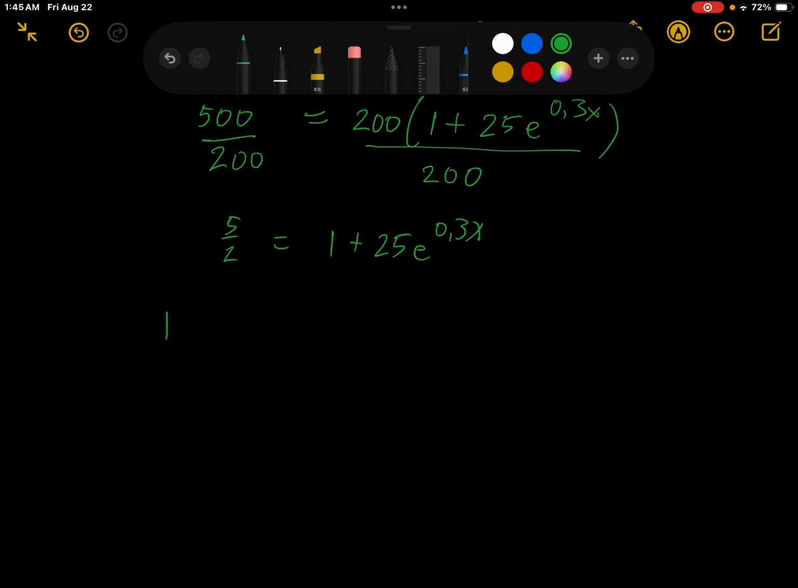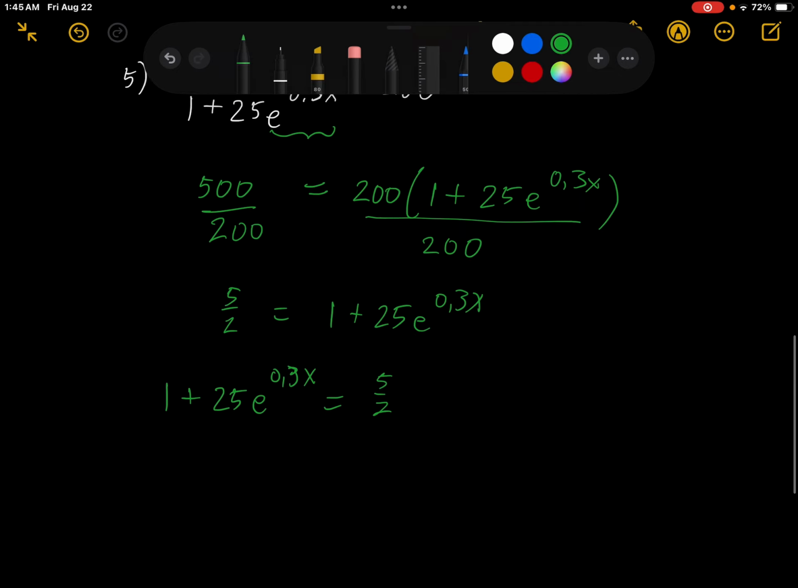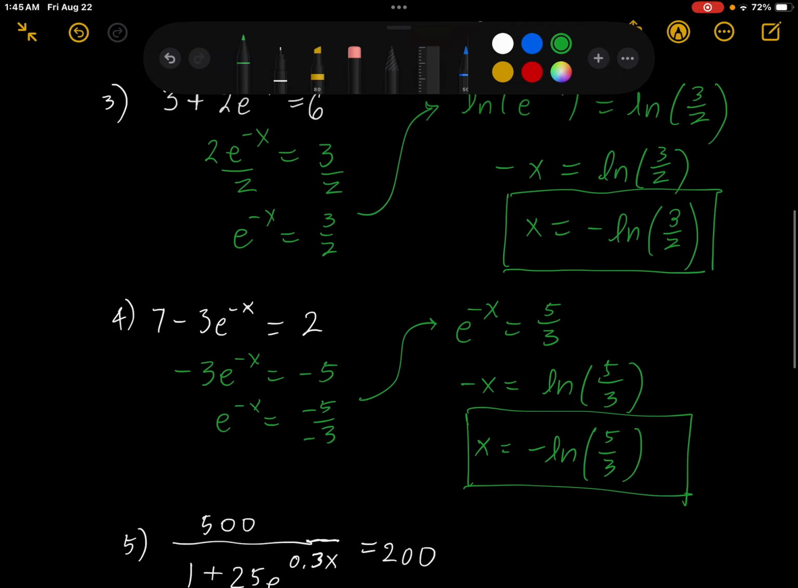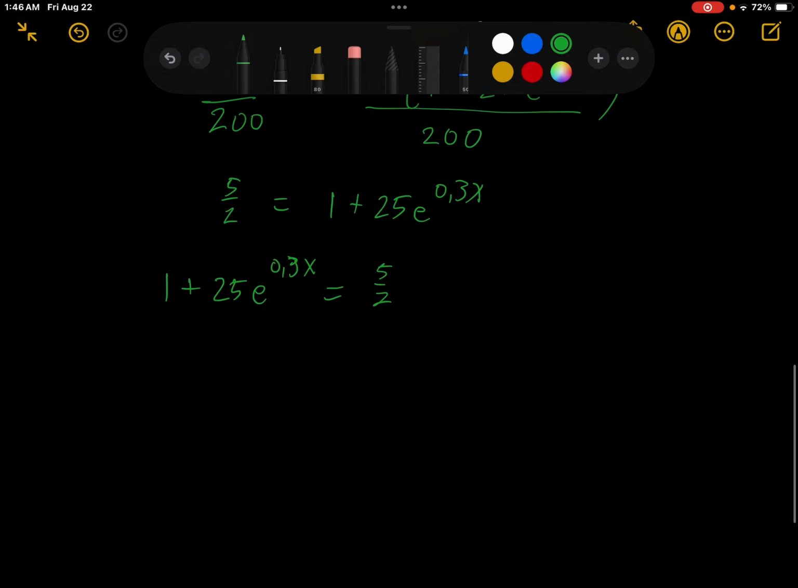Okay, I'm just going to write the expression with the x on the left-hand side because it's easier to work with. So 1 plus 25 e to the 0.3x is 5 over 2. And now what's the next step? This is basically the same as 3 and 4. You subtract 1, so you get 25 e to 0.3x equals 5 halves minus 1, which is 5 over 2 minus 2 over 2, that's 3 over 2.